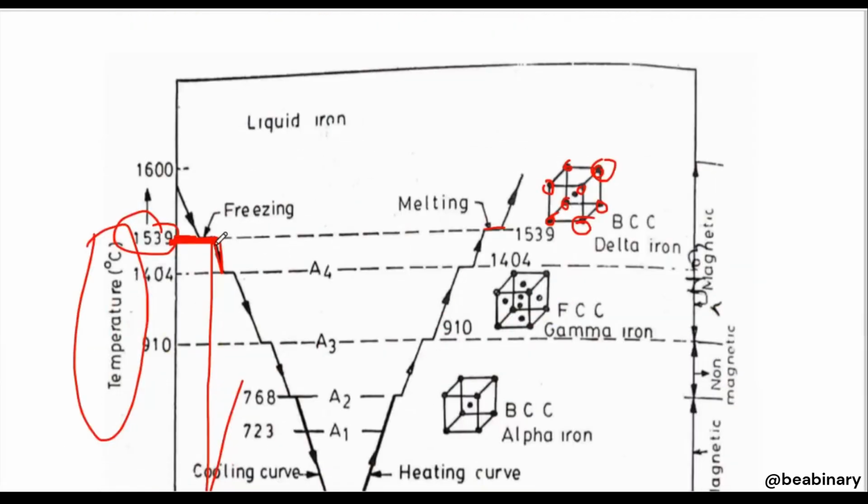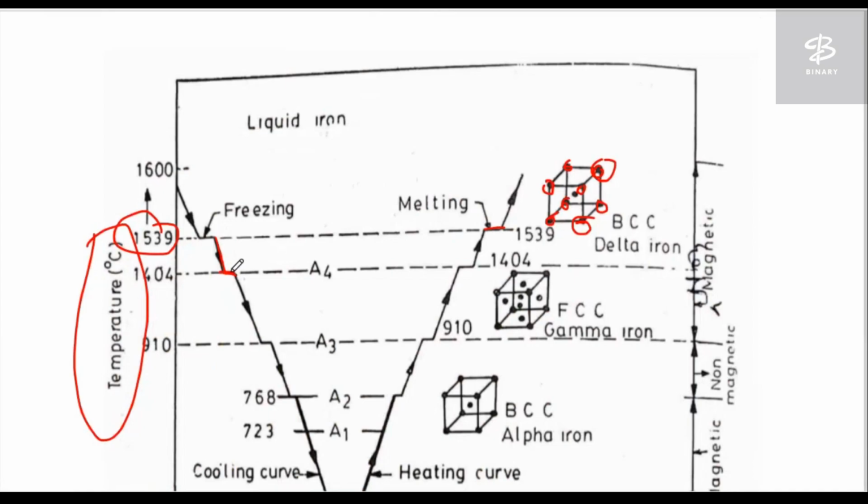As you can see, whatever the heat that you have extracted from the system to make it cool, that is your sensible heat, and that sensible heat is shown by this particular line, this arrow. Once they have reached this particular point, as you can see, it is a constant temperature.